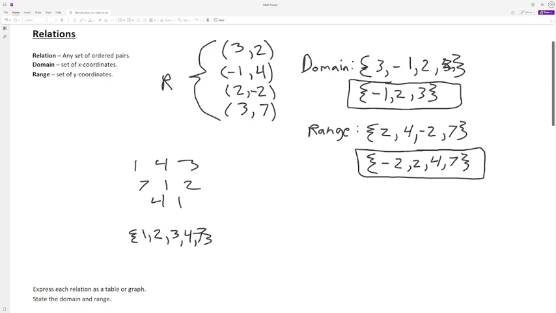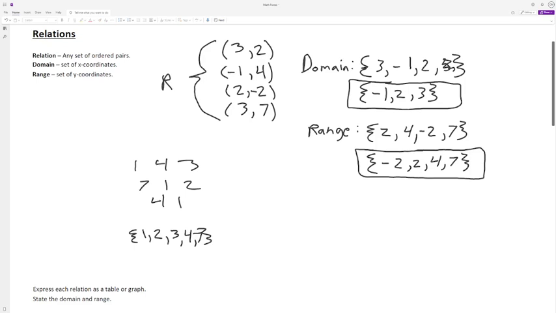So a relation is any set of ordered pairs. Here we just listed four ordered pairs. An ordered pair is an x coordinate and a y coordinate. So we have these ordered pairs here. That makes up the relation. The domain is the set of x coordinates. So 3, -1, 2, and 3 again. And we list those in a set, and when we write it in a set, we don't include multiples of the same number. So we just have -1, 2, and 3.